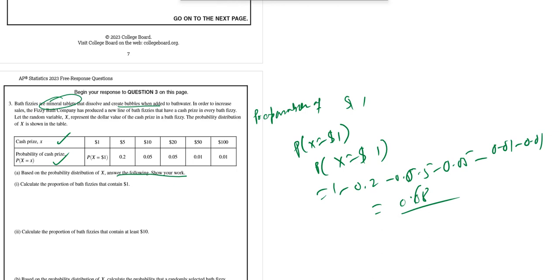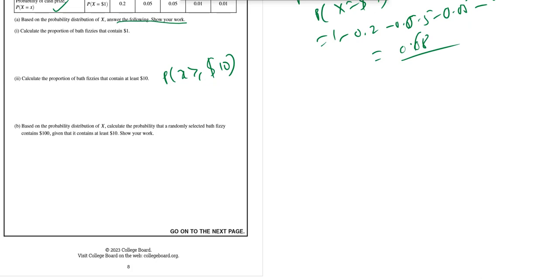The proportion of bath fizzies that contain at least $10. So the probability of X greater than or equal to $10. So this is 0.05, 0.05, 0.01, 0.01. These four. So 5, 5, 10, 12.